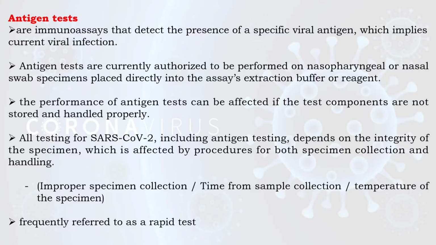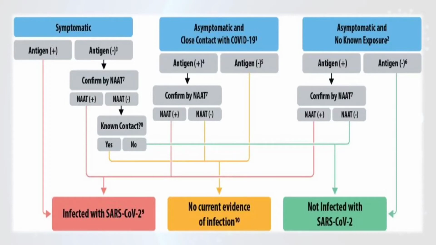Time from sample collection to testing should be minimized, and the temperature of the specimen during this time must be controlled. It can be done in a clinic, doctor's office, or hospital. Turnaround time for results is usually quick, and in some cases results can be reported within 15 minutes. Antigen testing for a symptomatic and asymptomatic person.